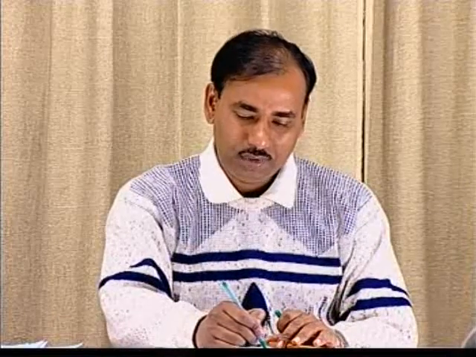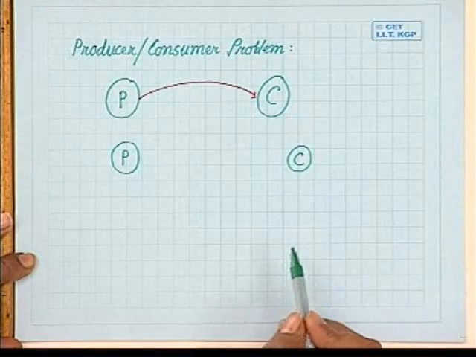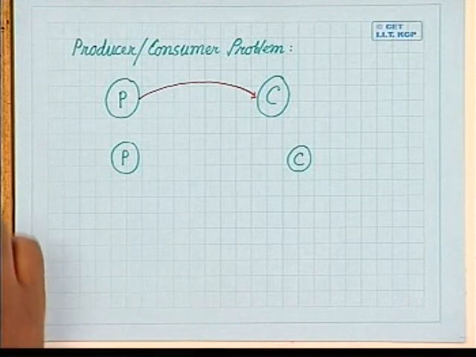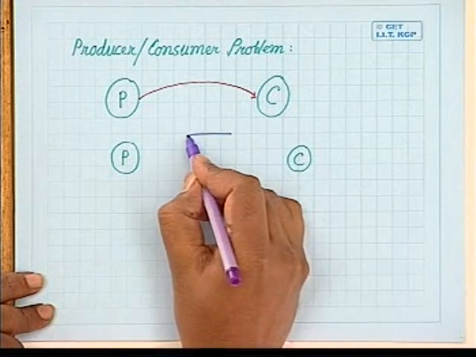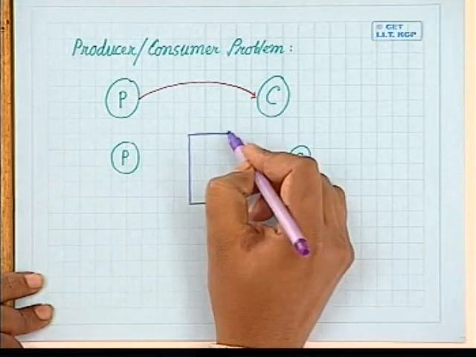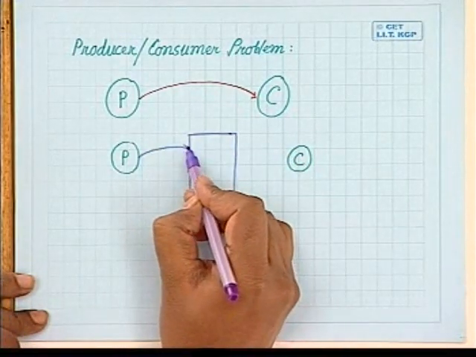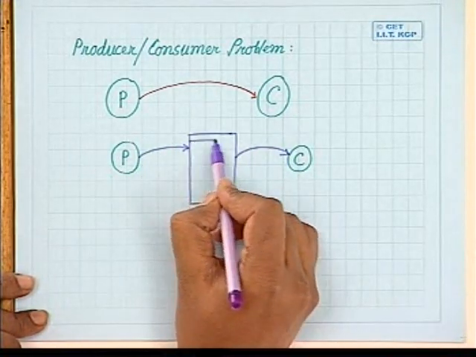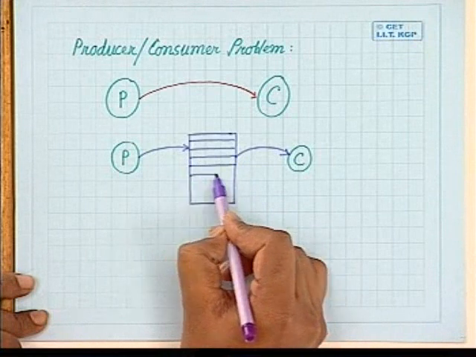So, the concept will be like this. I have a producer process. I have a consumer process. Now, instead of directly sending the data from the producer to the consumer, in between producer and consumer, you have some buffer pool. So, the producer will produce the items and put them in the buffer pool or array of buffers. And the consumer will consume the items from the buffer.